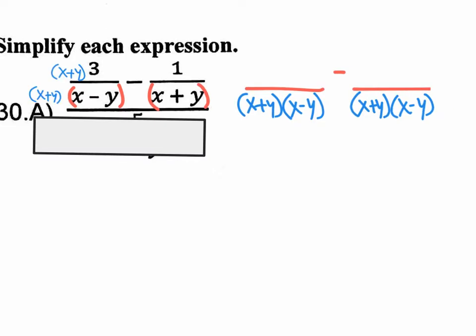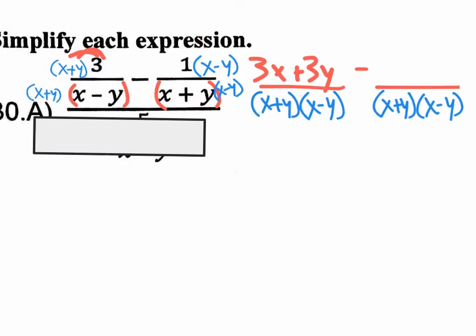So when we multiply the top, 3 times x, we get 3x. When we multiply 3 times y, we get 3y plus 3y. And then we have to ask ourselves, what do we do to the second fraction to get that new LCD? Well, you have an x plus y right here, you have an x plus y times x minus y. So obviously you need to multiply both top and bottom by x minus y. So there it is. When we multiply the top, 1 times x, 1 times minus y, that will be x minus y.